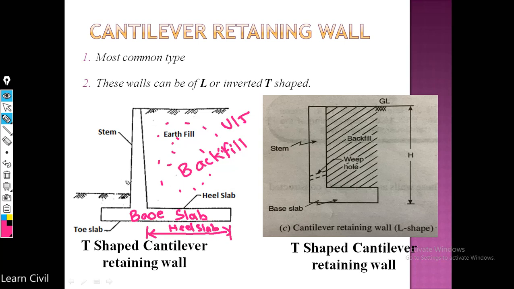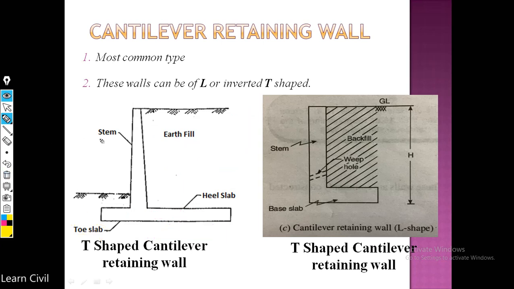And on the other side of this heel slab, this particular portion on the downstream side is considered as the toe slab. Now this vertical wall, which will be directly in contact with the soil mass that is to be retained, is called the stem.